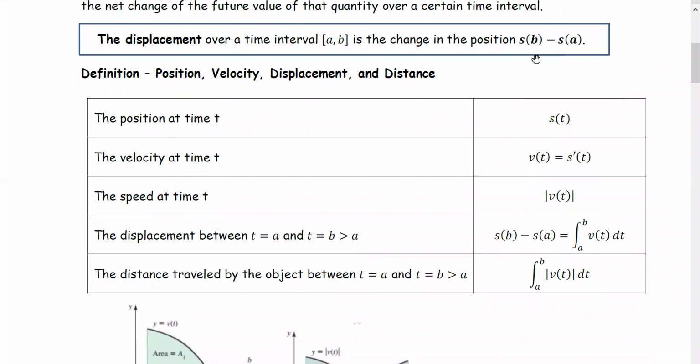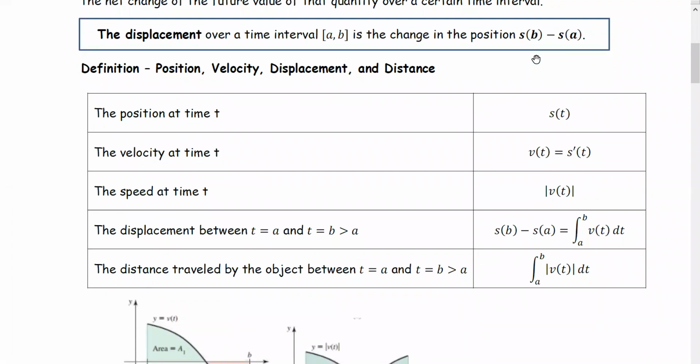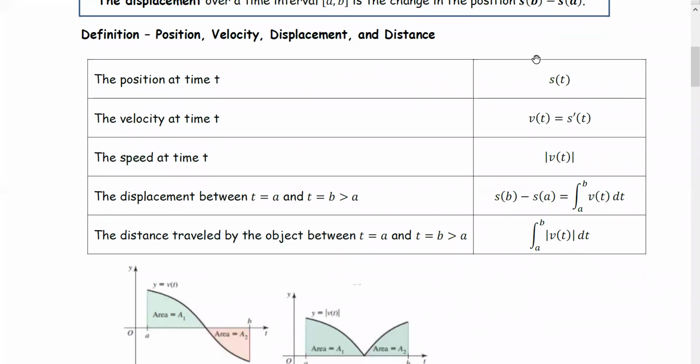The displacement between t equals a and t equals b, where b is greater than a, is S(b) minus S(a), or the integral from a to b of the velocity v(t) with respect to time t. The distance traveled by the object between t equals a and t equals b is the integral from a to b of the absolute value of the velocity v(t) with respect to t.